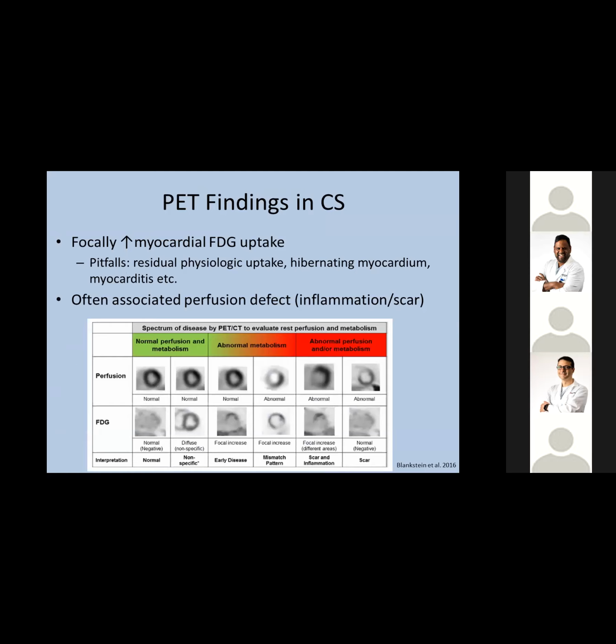Between the perfusion scan and the PET scan, there are a number of combinations you can have, which generally indicate the stage of disease. If you had a really early lesion, you may have elevated metabolism with preserved perfusion, and then that would generally progress to a perfusion defect. And finally, with inactive disease, you generally will have a perfusion defect without abnormal metabolism.